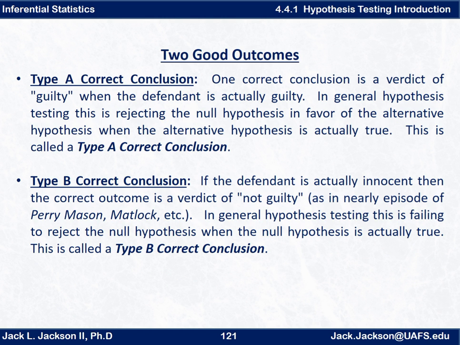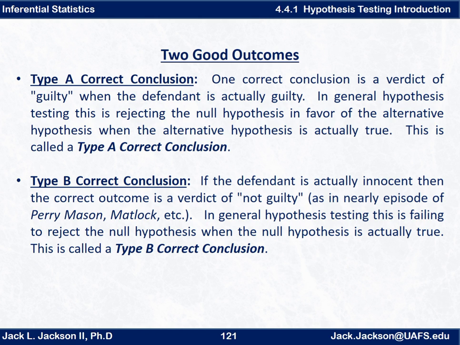Now, in a hypothesis test or a courtroom, there are two good outcomes, depending on what's the reality of the situation. A type A correct conclusion in the courtroom is when a verdict of guilty is determined and the defendant actually is guilty. Okay? So in general hypothesis testing, this corresponds to rejecting the null hypothesis in favor of the alternative hypothesis when the alternative hypothesis is actually true. So if the alternative hypothesis is true, and that's what you've said, you've made the correct conclusion. So this is called a type A correct conclusion.